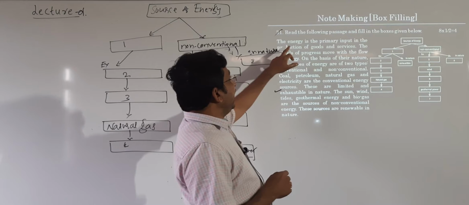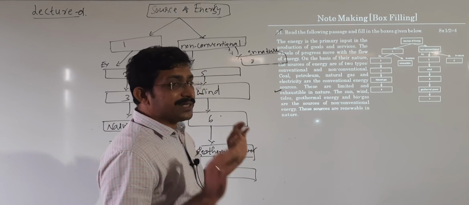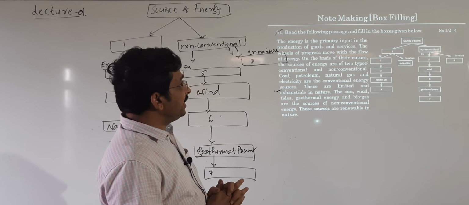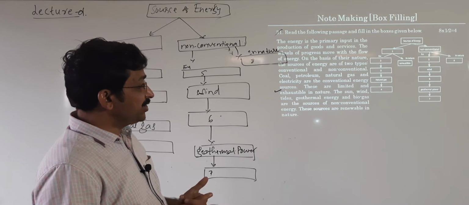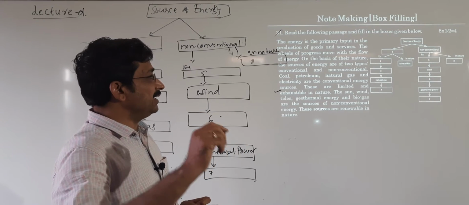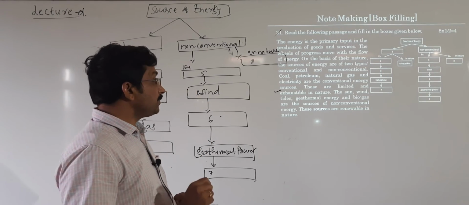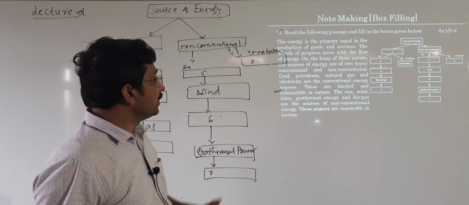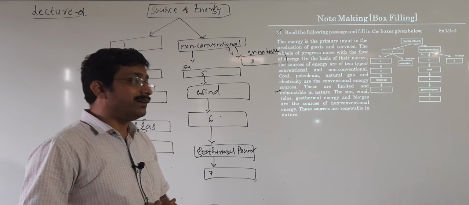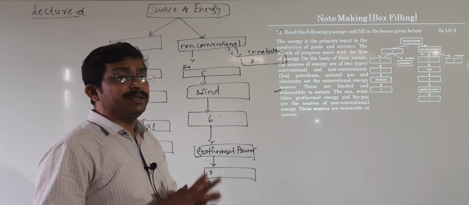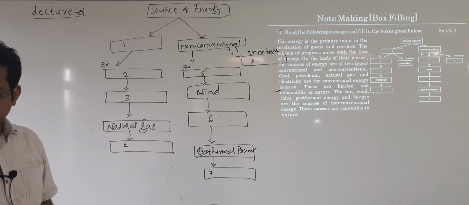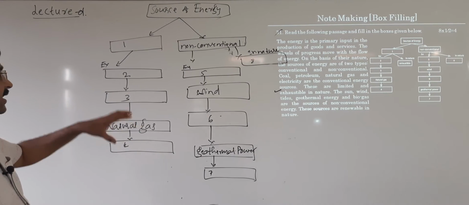Okay. The energy is the primary input in the production of goods and services. The wheels of progress move with the flow of energy. On the basis of their nature, the sources of energy are of two types, conventional and non-conventional. Coal, petroleum, natural gas and electricity are the conventional energy sources. These are limited and exhaustible in nature. The sun, wind, tides, geothermal energy and biogas are the sources of non-conventional energy. These sources are renewable in nature. This paragraph is about resources. Okay, conventional and non-conventional resources. The question is not related to that. We have to answer in the given boxes. Okay.